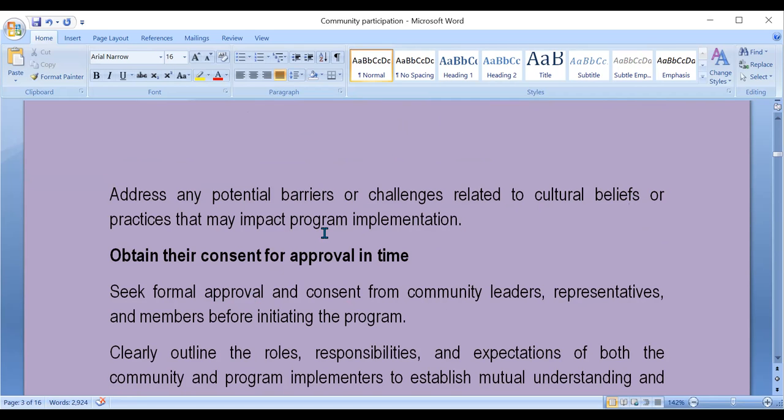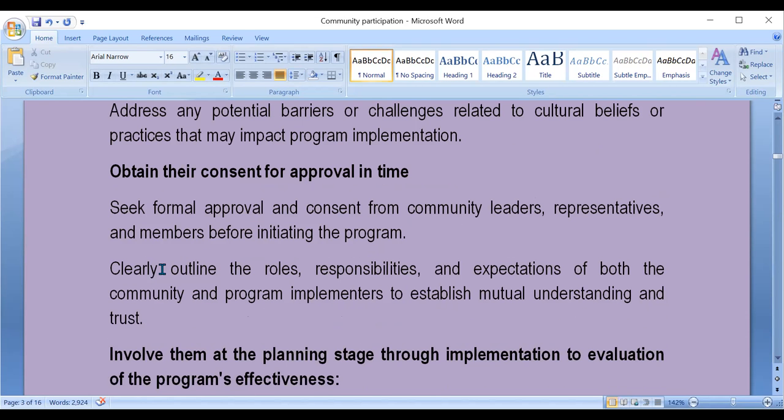So now you see what I explained. Using the example I cited, by the time they watch the video, they would understand and give you their support. Okay? Then obtain their consent for approval in time. Seek formal approval and consent from the community leaders, their representatives, and members before initiating the program.